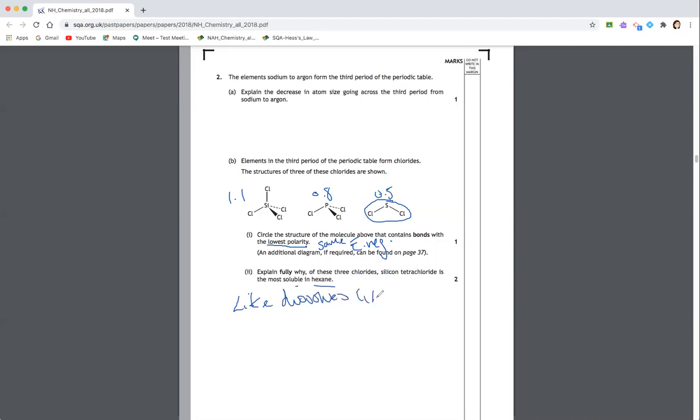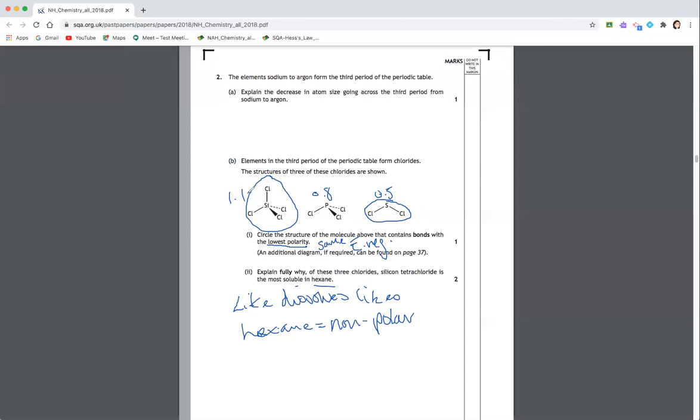Hexane is polar. So what that means, sorry, it's not polar, it's non-polar. All hydrocarbon substances are non-polar. So you're looking to basically explain that this molecule is non-polar, because if it is the most soluble in hexane, it must be non-polar. So it actually has the most polar bonds in it, because that's the biggest electronegativity difference out of those three molecules.